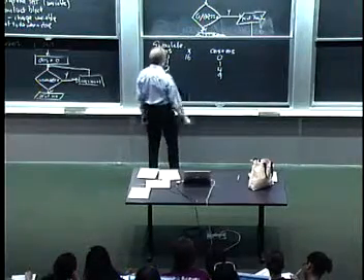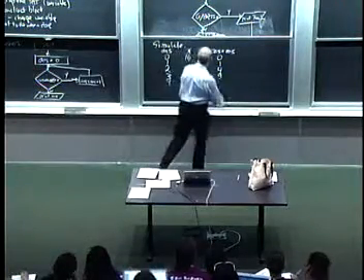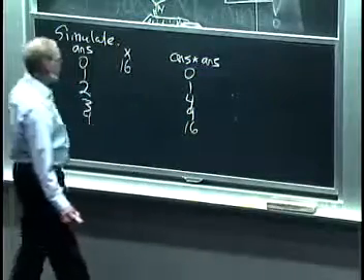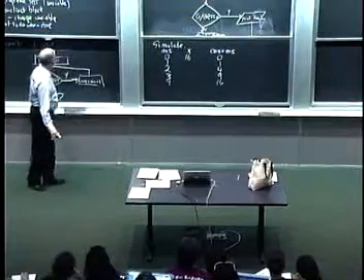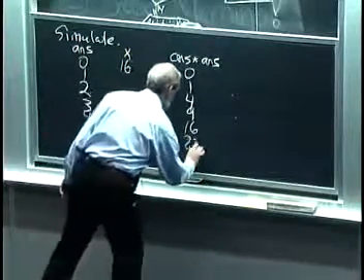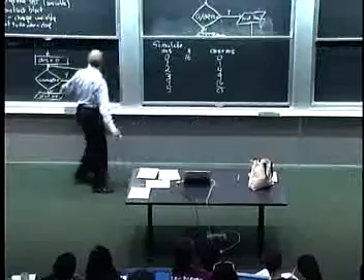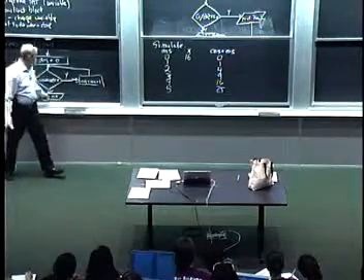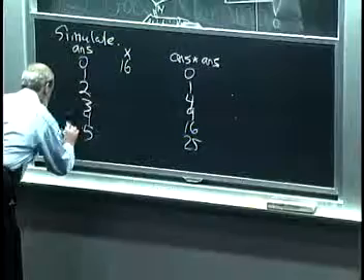Answer goes to 4. X stays the same. 4 squared is 16. Is 16 less than or equal to 16? Yes. So answer goes to 5. Answer squared becomes 25. That is now no longer true here. So I print out 5.